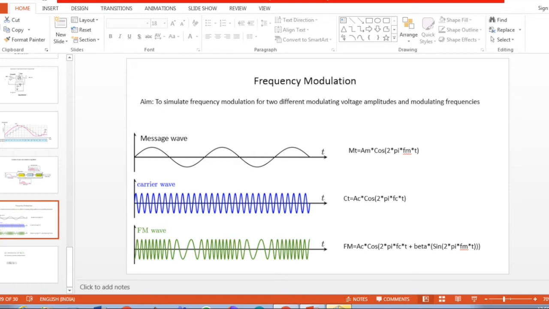The third wave is the frequency modulated wave. It is given as FM equal to Ac cos(2 pi fc t plus beta sine 2 pi fm t). As we know, in frequency modulation, the frequency of the carrier wave is varied with the instantaneous amplitude of the message wave. Thus, we have variations in frequency, compression or expansion in the FM wave. When the message wave is positive, we get compressions. When it is negative, we get expansions.